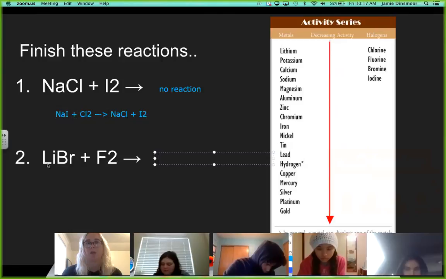equation here? We have lithium bromide and fluorine. So again, we come over here. Is fluorine more reactive than bromine? The answer is yes, right? Fluorine will replace bromine because it's higher up on the activity series. So that tells us this reaction will happen. So then we just have to switch. So do our lithium with our fluorine, plus bromine will now be by itself.